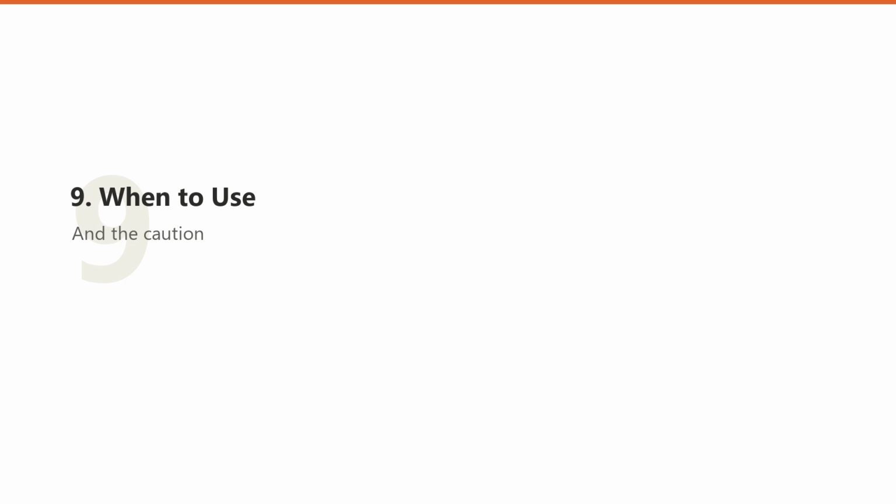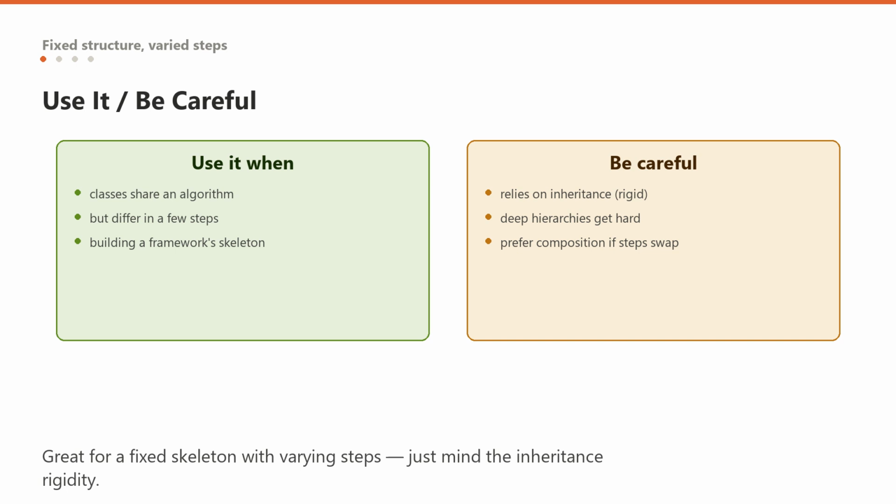Concept 9. When to use the template method. So, when should you reach for template method? Use it when you have several classes that follow the same overall algorithm but differ in a few specific steps, and you want to eliminate the duplicated structure. Use it when you're building a framework and want to let others customize certain steps while you keep control of the sequence. Be a little cautious of one thing: it relies on inheritance, which is more rigid than composition. So deep hierarchies can get hard to follow.